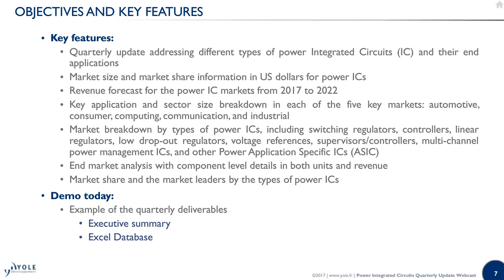On the application and market level, we break it down into 5 major key markets: automotive, consumer, computing, communication, and industrial. The breakdown also includes all the different types of ICs, as I mentioned before. In each of these markets, you have a breakdown of the 15 different types of ICs that we cover. And finally, we have the end market analysis with component level detail in both revenue and units. And once a year, you will also have the market share information.